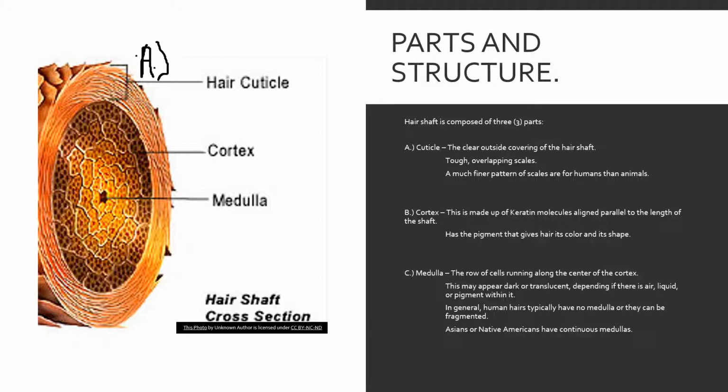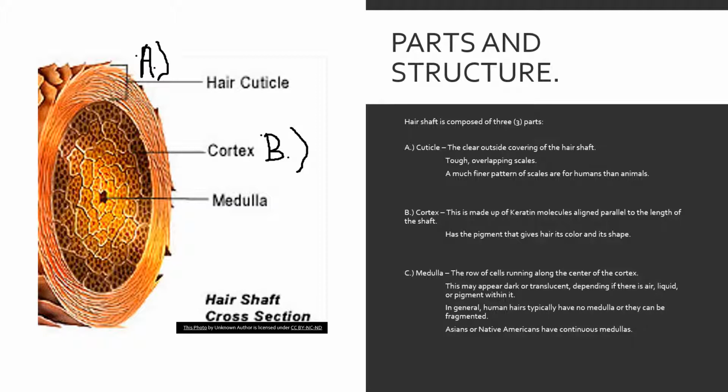The cortex, this is the middle part here. So this is B. The cortex, right here for you, that's the middle part of it. And this is made up of keratin molecules aligned parallel to the length of the shaft. And this has the pigment that gives the hair its color and its shape. So this contains the hair color that you have, whether it be blonde, black, brown, or red hair. So that's where we get the color for our hair, from the cortex.